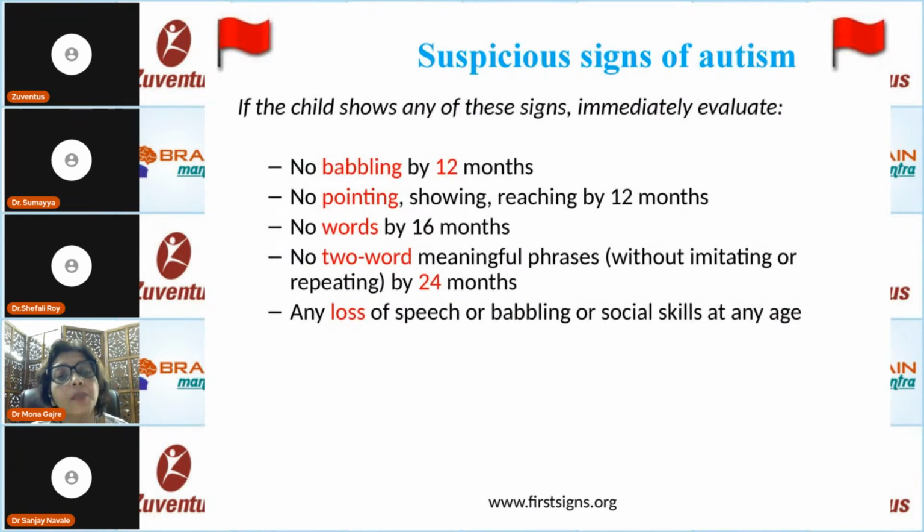So these are some suspicious signs of autism. And as I said again, before 3 years, these symptoms are present. If we pick them up before 3 years and we initiate therapy, the outcomes are much better. In fact, the child can be mainstreamed in the community, in the school.